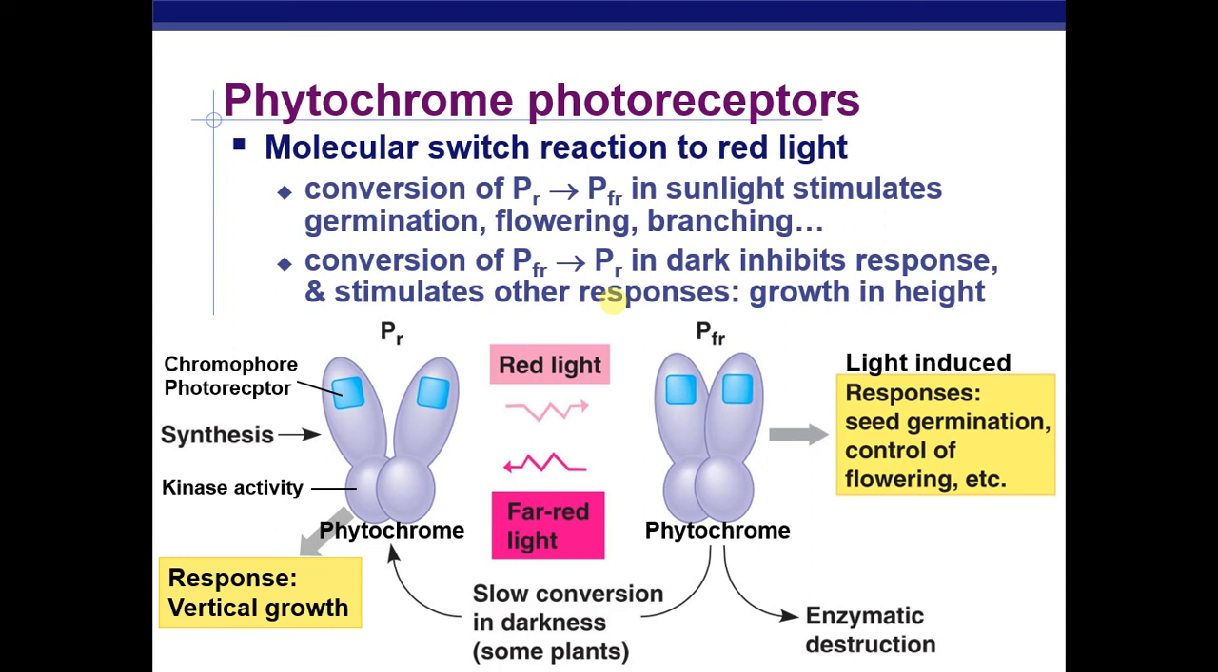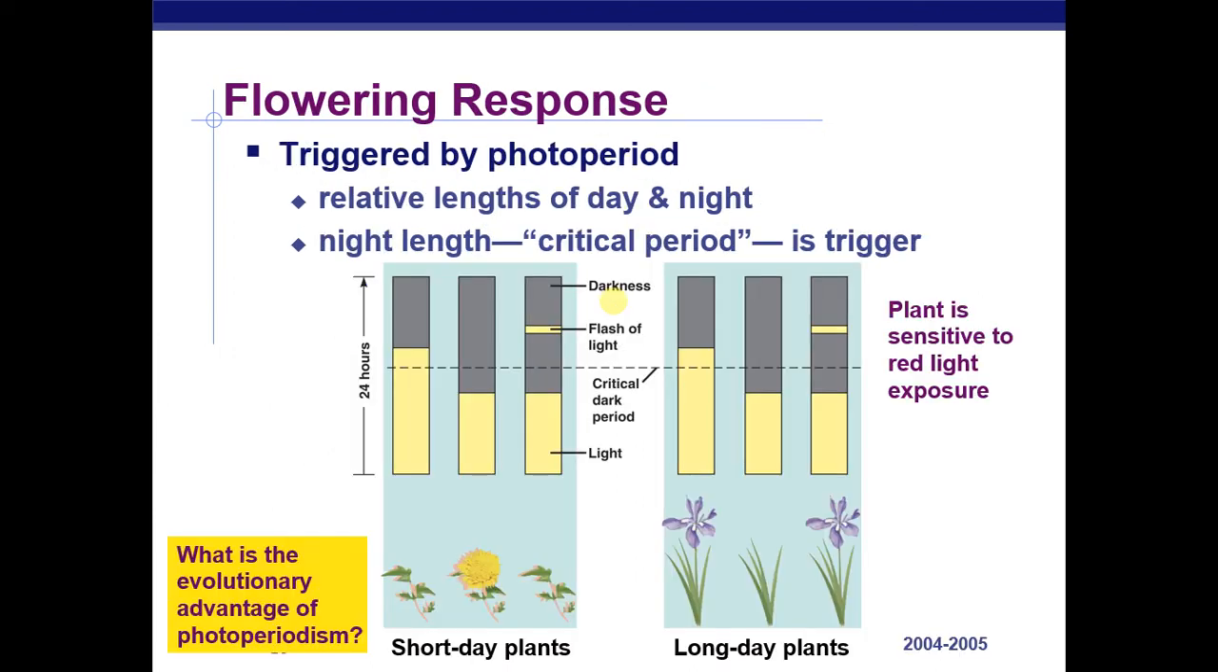So those are examples of the phytochrome helping mediate these different light responses. One thing that happens is the flowering response, triggered by photoperiod. It's called photoperiodism. So different plants might be called short day or long day plants based on the relative length of day or night. In both of these cases, the night length becomes what's called a critical period, which is a trigger.